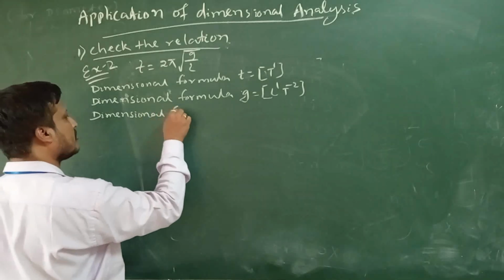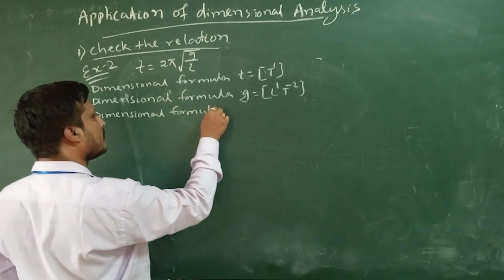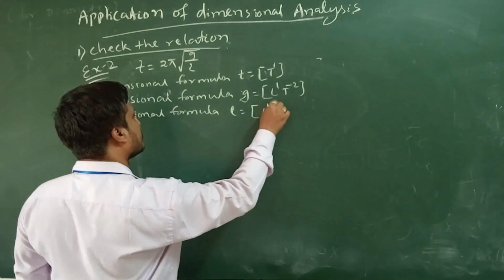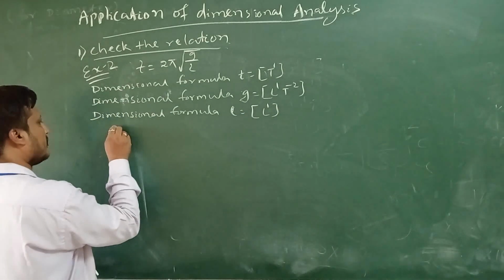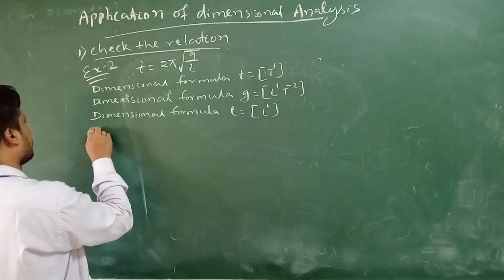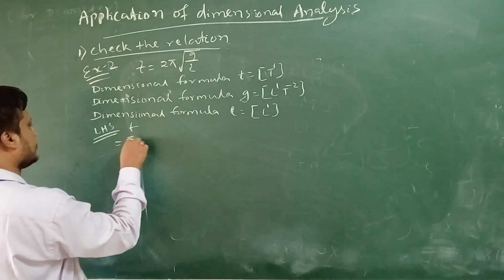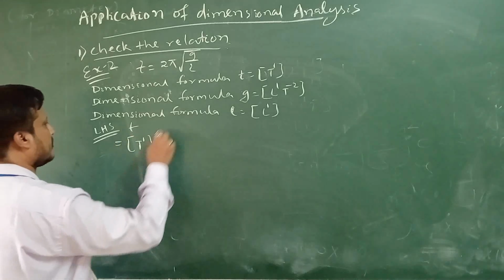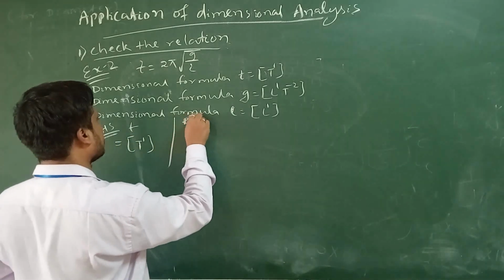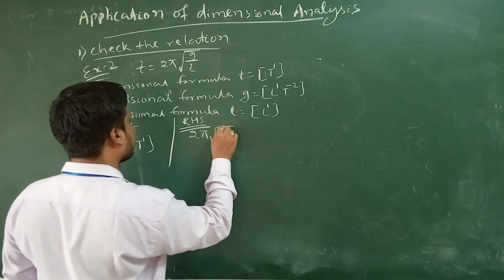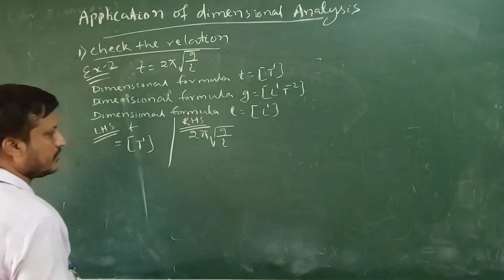Dimensional formula of L is L to the power 1. After that, the LHS side, what is that? T. That is the dimensional formula, T to the power 1. In RHS, what are present? 2 pi and root over g by L.